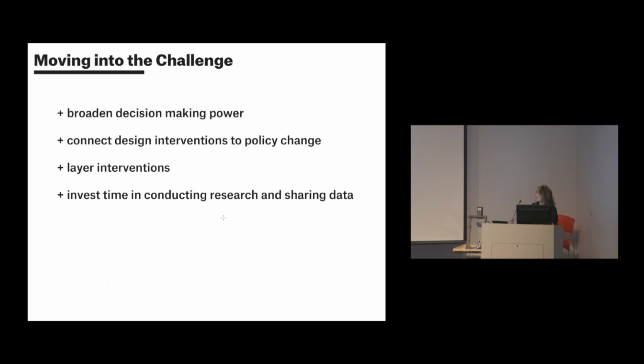So the 4 ways that we'll talk about tonight are broadening decision-making. We can broaden decision-making power, connect our design interventions to policy change, layer those interventions with multiple benefits and scales, and then spend more time doing research and sharing data. So let's look at the first move, broadening decision-making power.